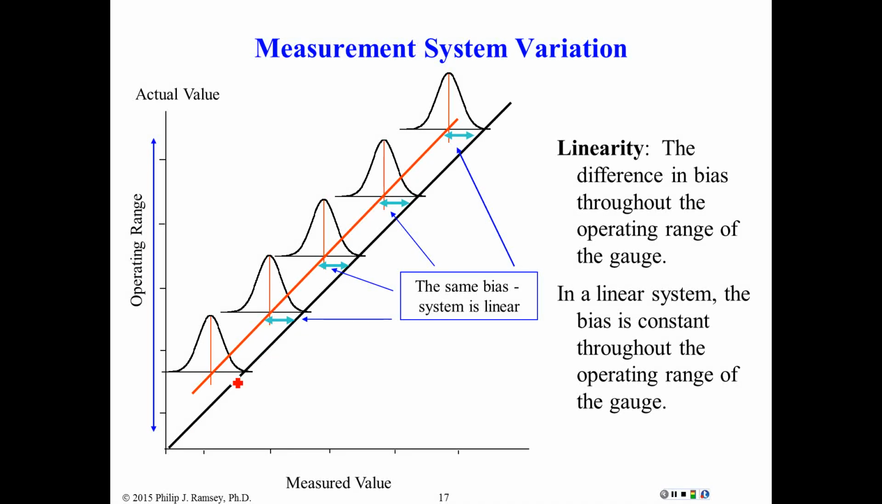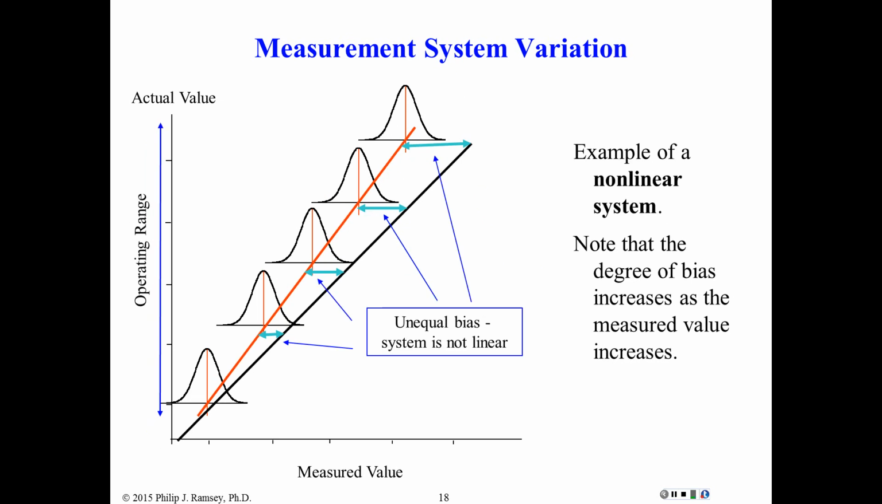In a linear system, the good news is the amount of bias is the same over the whole operating range. So if there's an offset of some amount, the good news is no matter how big the feature of the unit we measure, the offset is the same.